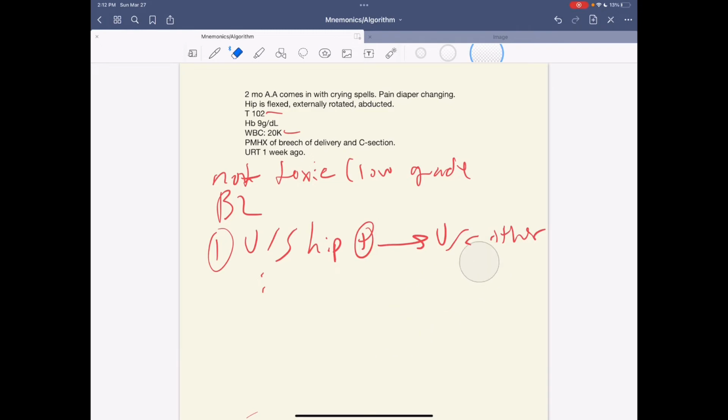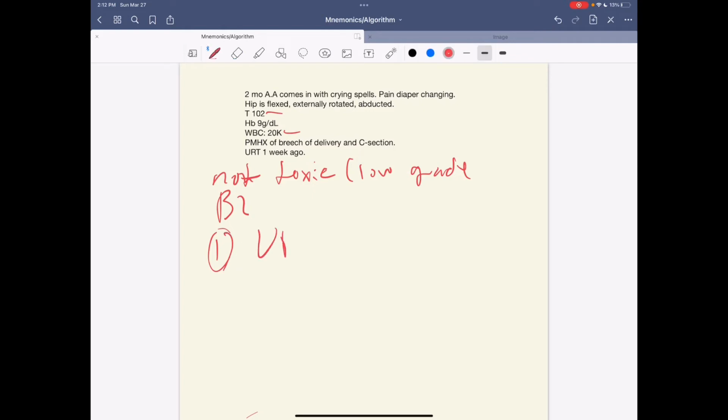So it kind of presents similarly, except not toxic. And the key here is that you want to know that there's an upper respiratory tract infection. All right, so they'll be sick. They'll have cough, coryza, rhinitis. They'll have the sniffles, and then a week later, 2 weeks later, they start having hip pain. So upper respiratory tract infection, then hip pain, joint pain, any joint pain: it's transient synovitis.